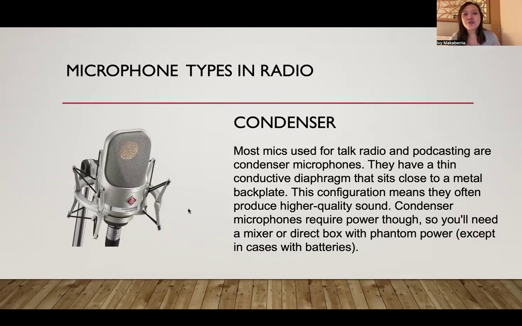Next, we have the condenser microphones. Most mics used for talk radio and podcasting are condenser microphones. They have a thin conductive diaphragm that sits close to a metal backplate, and this configuration means they often produce higher quality sound. However, condenser microphones require power. That's why we need a mixer or direct box with phantom power, except for condenser microphones with built-in batteries.